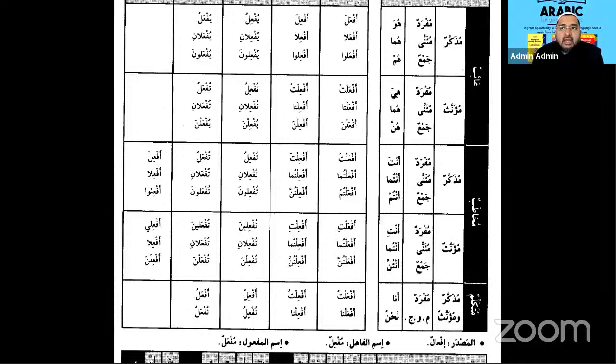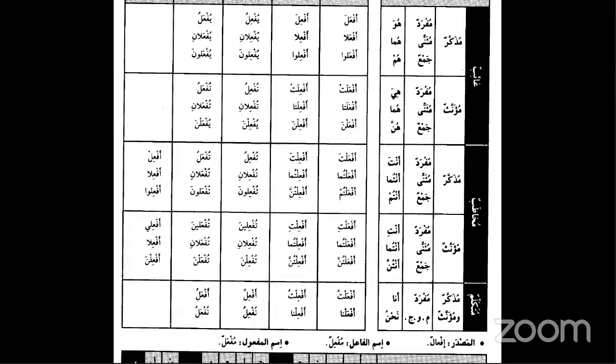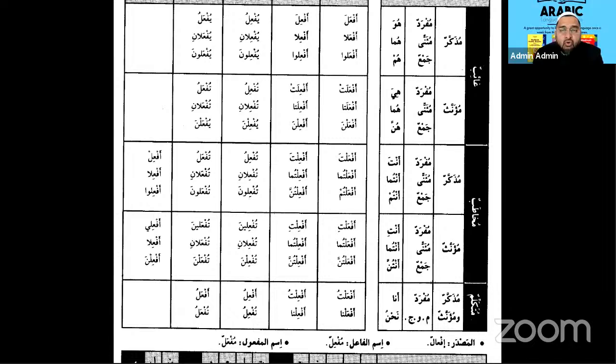So previously, kataba, dharaba, akala, how many letters are those? Kataba, there are 3. Exactly. Now we are moving on to a 4-letter verb. The minimum letters in the Arabic language for a verb are 3. However, this 3-letter verb can be extended by adding additional letters. When you add additional letters, of course, there are specific letters which you can add, and that will change the meaning of the verb.